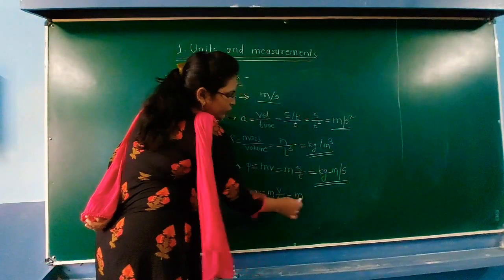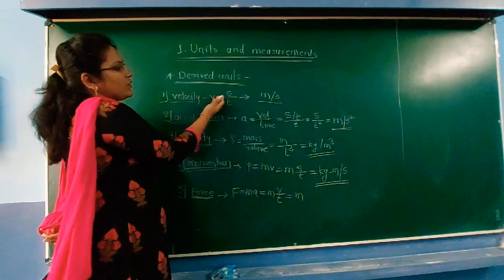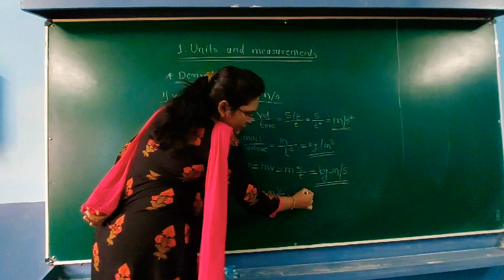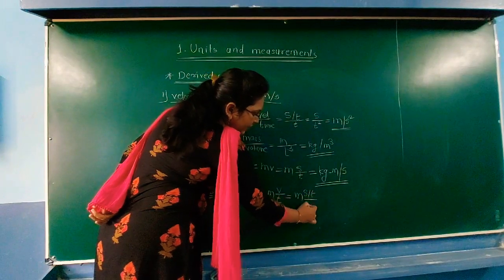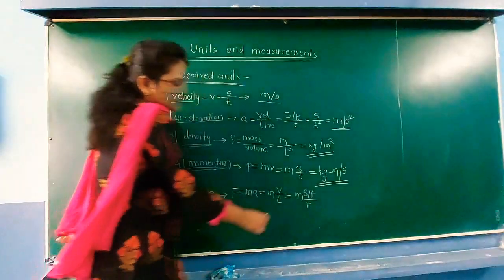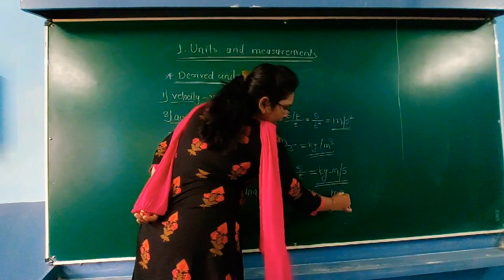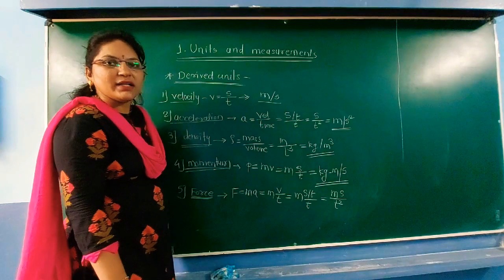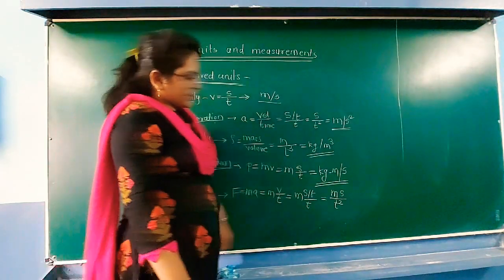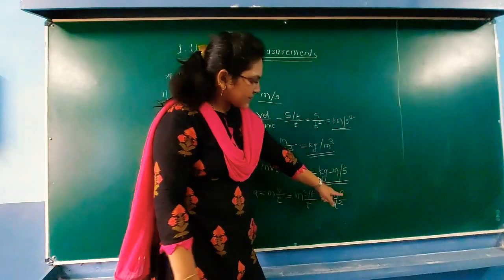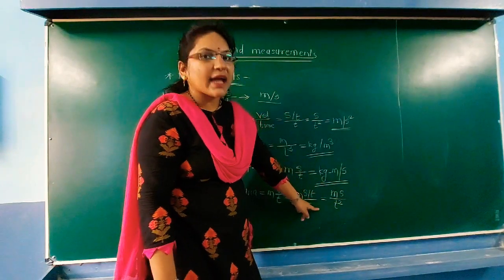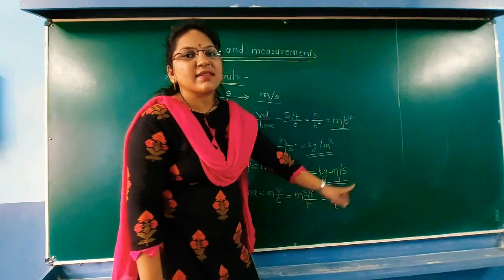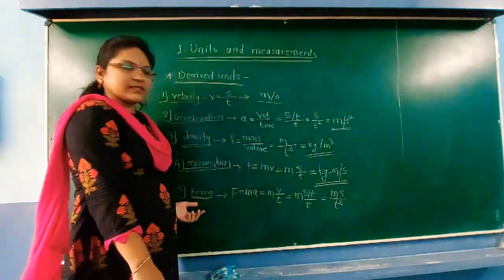Here M into what is V? V is the velocity, which is equal to S upon time. We can write in place of V as S by T upon T. Okay, so we get MS upon T square. See here M is the mass, S is the length, T is the time. So there are three fundamental quantities: length, mass and time, on which the force depends.